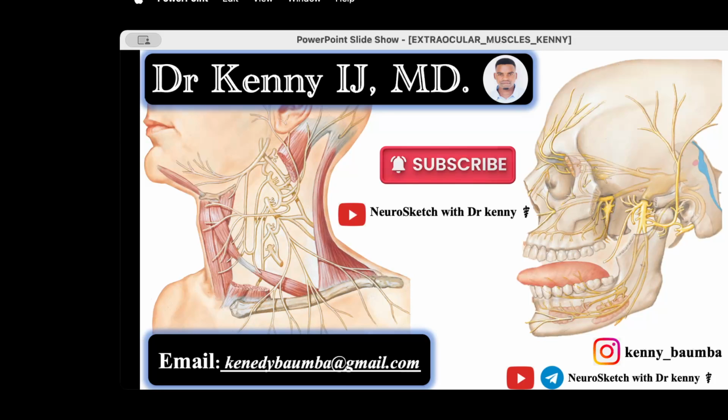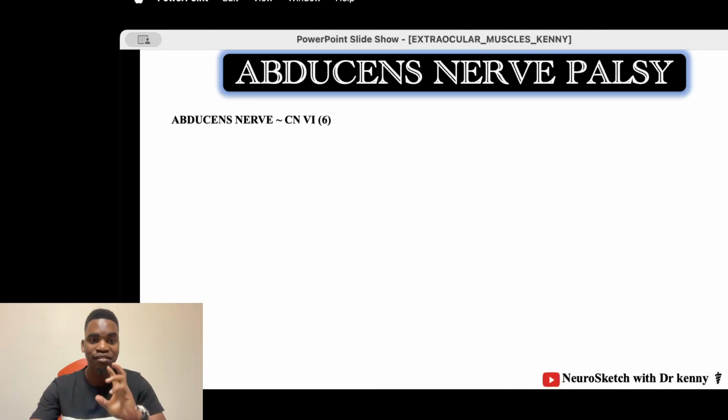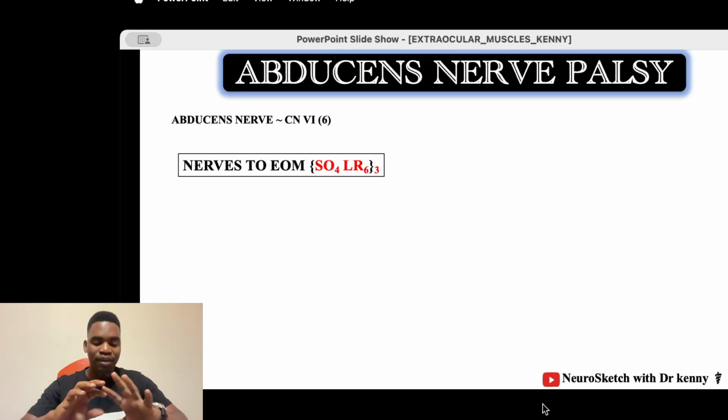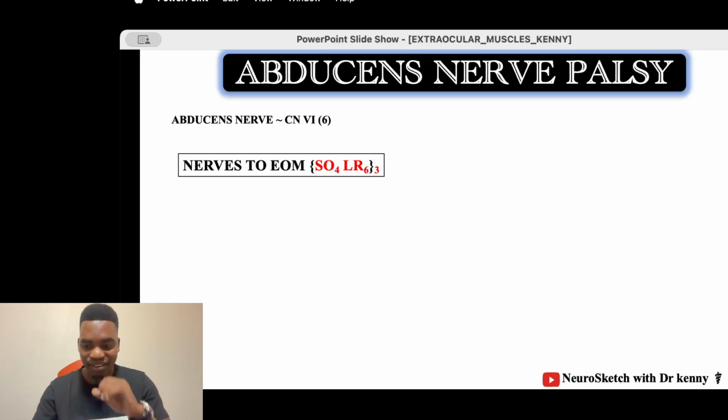Abducens nerve palsy is the topic of discussion today. Abducens nerve palsy, which is cranial nerve number 6. So what is the abducens nerve? It is cranial nerve number 6. And what does it do? Remember this formula. Cranial nerve number 6 will innervate the lateral rectus muscle. The lateral rectus muscle is the muscle that will be innervated by cranial nerve number 6.